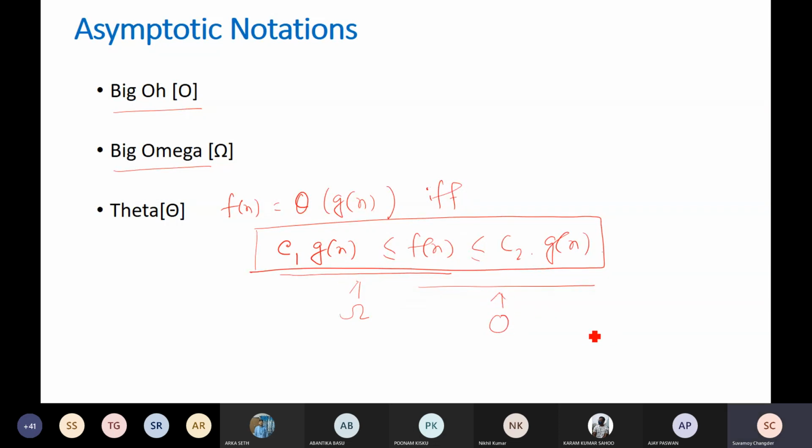Okay, so in our previous example, 4n square plus n plus 6, you have already seen that it can be bounded as big O of n square.